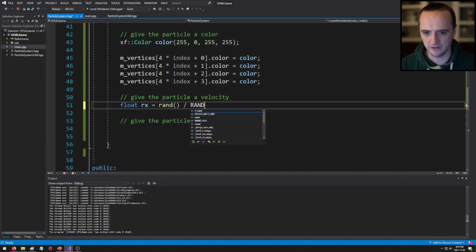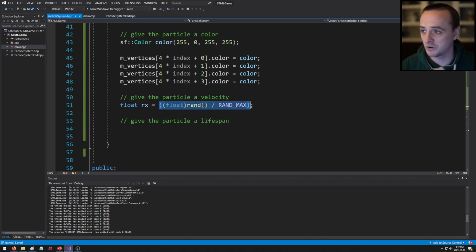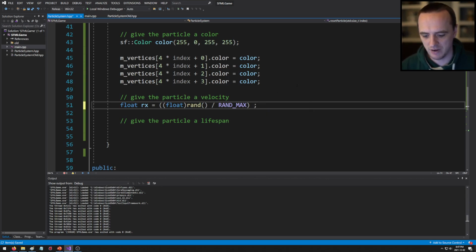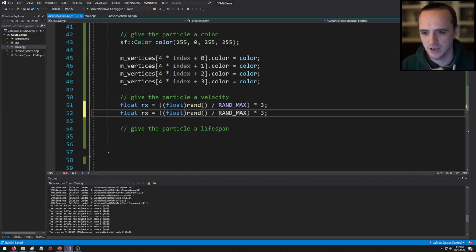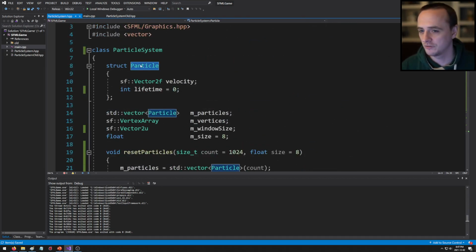If we want a random floating point number, we're going to take rand and divide it by rand max, right? So this is going to be float rand divided by rand max. That is going to be a random number between 0 and 1, and maybe I want to multiply this by like 5 or 3, right? So I want to have a random velocity with some tangible value, and I'm going to do this in the y direction as well. So up here in my particle vector, each of them has this velocity.